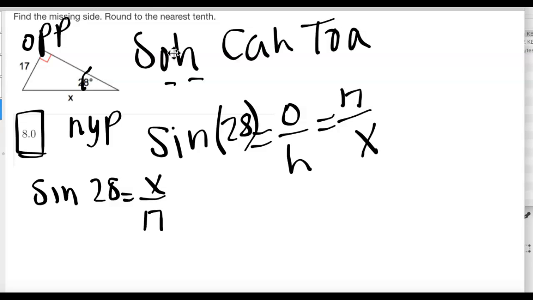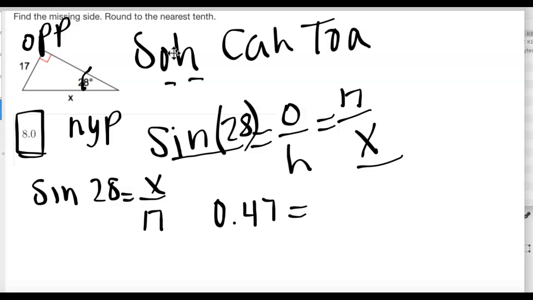So in this case, this is a two-step equation because the sine is going to eventually get multiplied by the x, and so we're going to have an extra step of division before we get our answer. So let's go ahead and see what the sine of 28 is. It's 0.469, so I'm going to round that to the nearest hundredth.